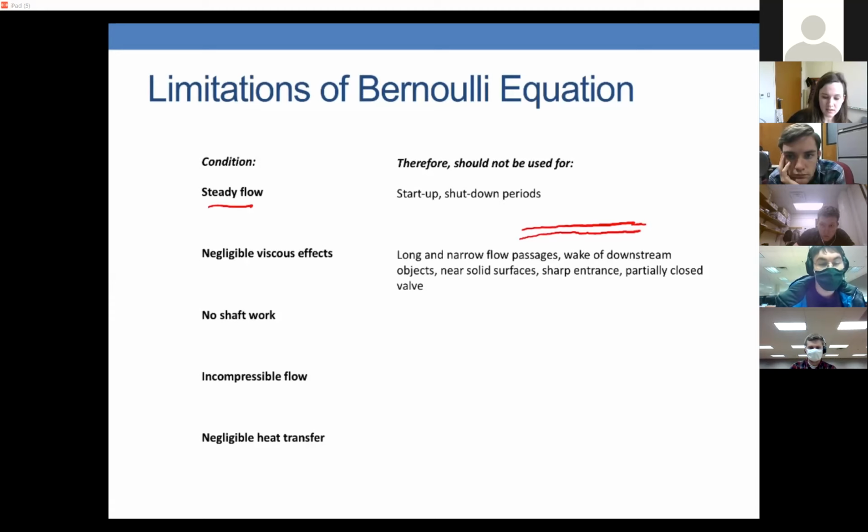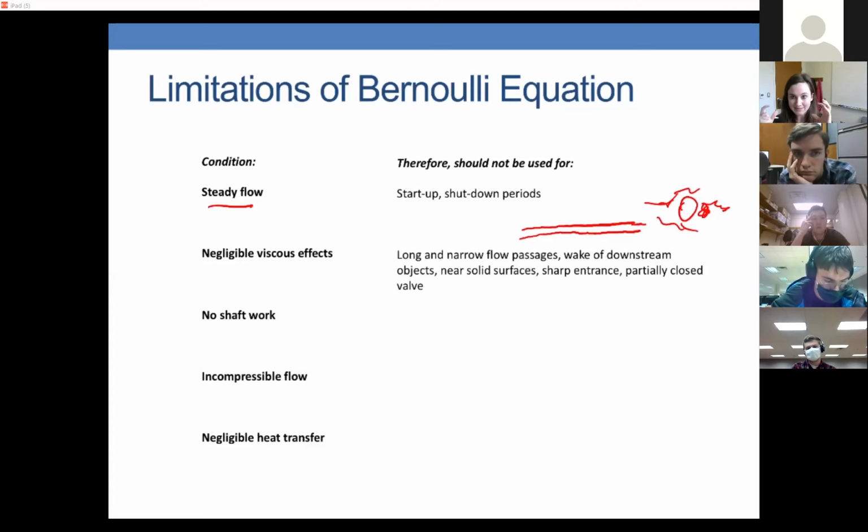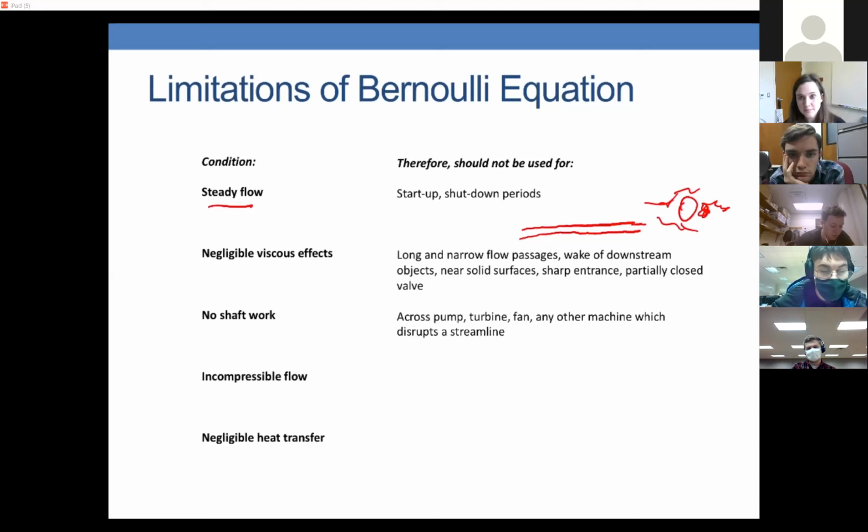Wake of downstream objects. So if you have an object, stuff is going around it, you shouldn't do it behind it, in the wake. Sharp entrances. So a sharp edge entrance, like a hole or an exit it goes through, those create significant energy loss. We'll talk about that more later. Partially closed valves, things like that. No shaft work, so not across pumps, turbines, fans.